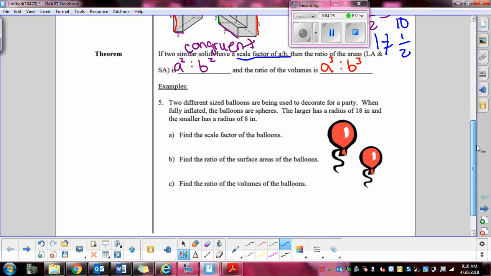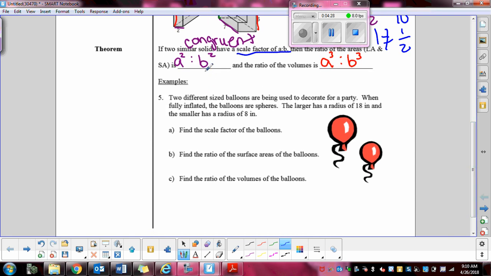So we're going to go from first dimension to second to third, and I'm going to show you how to do that. It says 2 different sized balloons are being used to decorate for a party. When fully inflated, the balloons are spheres. The larger has a radius of 18 and the smaller has a radius of 8. Find the scale factor of the balloons.